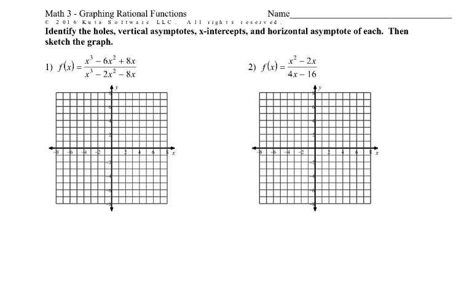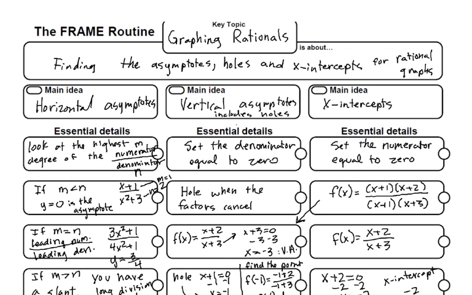Math 3, graphing rational functions. Okay, so we're supposed to identify the holes, the vertical asymptotes, horizontal asymptotes, and the x-intercepts, and then sketch the graph. In order to be able to do this, we need to understand how to find each one.